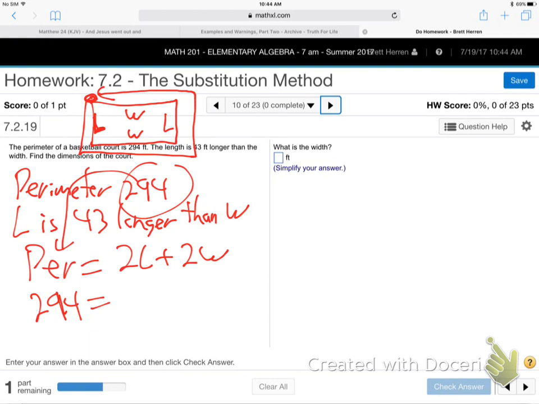Okay, so L equals 43 longer, that's 43 added to W, huh? So right in the L slot, right here, I can put 43 plus W. Does that make sense? I just put that right in for L. L is 43 plus W. We good there? Length is 43 plus W.